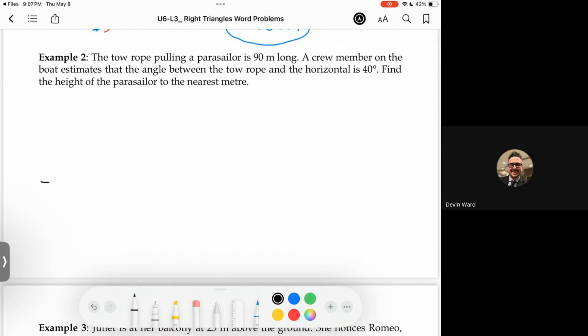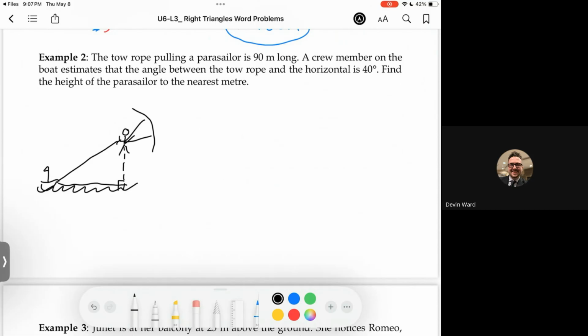So let's draw this out. I have a boat here. The boat's on the water. And then I have a rope here that a parasailer is holding on to. And then they have a parachute here as they're flying in the breeze. And then if we were to draw a straight line down, they're going to make a 90-degree angle with the water. Sorry, I didn't draw perfectly on the water there.